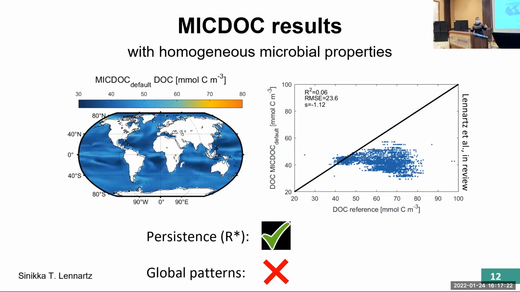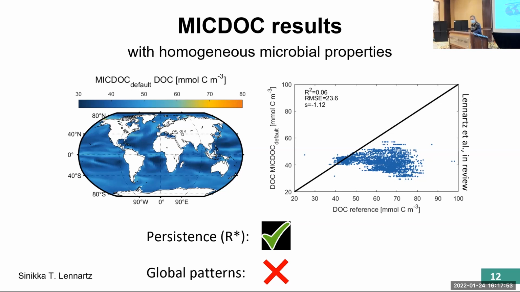So when I just put this into the model, as I told you, this is what we get. We can, of course, explain the persistence as we've seen in the box model. It's basically just the R star concentration, but we cannot resolve the global pattern. So you get a rather uniform concentration of this organic carbon, which makes sense because we haven't given any of the bacteria any different traits. So they are just performing the same everywhere all over the ocean.